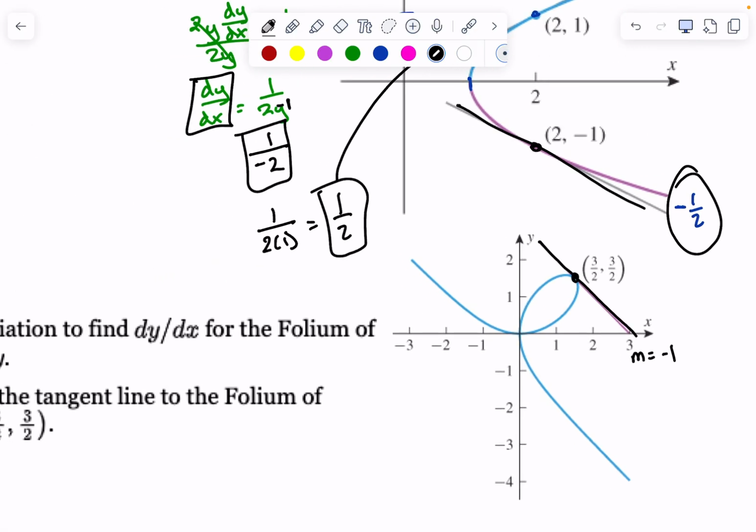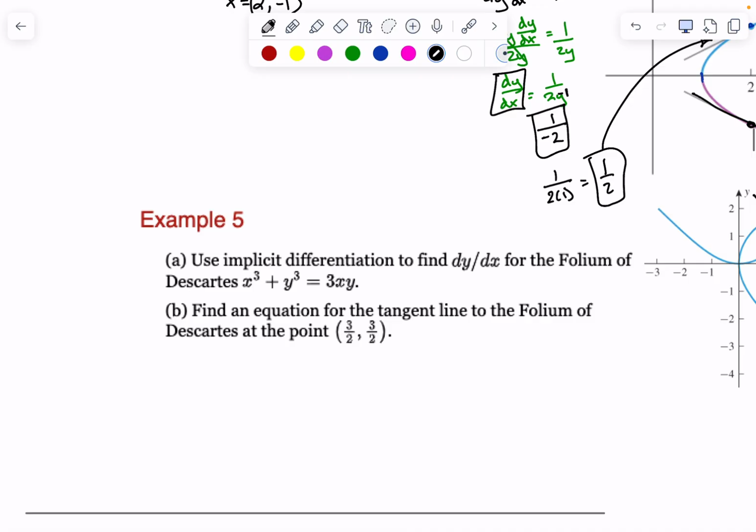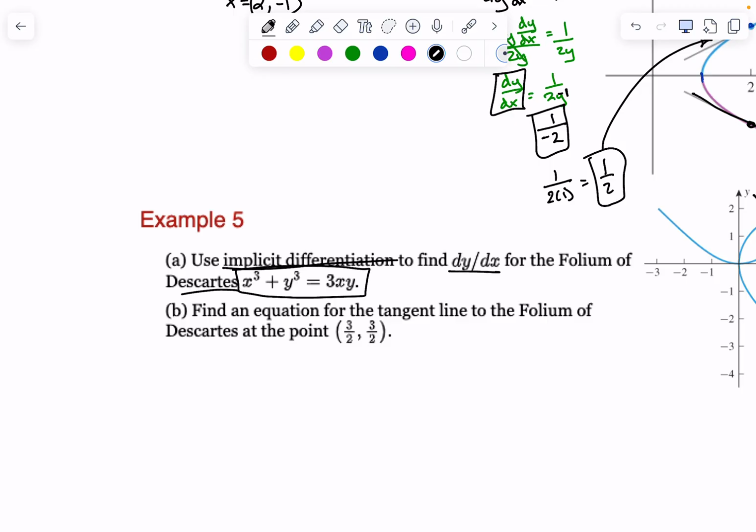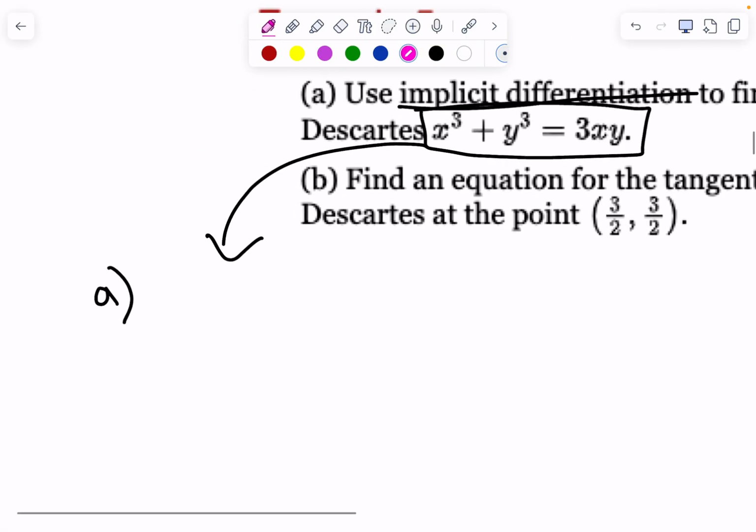This is going to be a little bit uglier than the last one, all right? That's not that bad. So use implicit differentiation, that's implicit derivative, right? To find the derivative, to find dy dx of this. So in part A, we're not plugging the point in. We're only finding the derivative, okay? All right, so let's do this first. Derivative is 3x squared plus 3y squared dy dx, or y prime if you want to call it that, right?